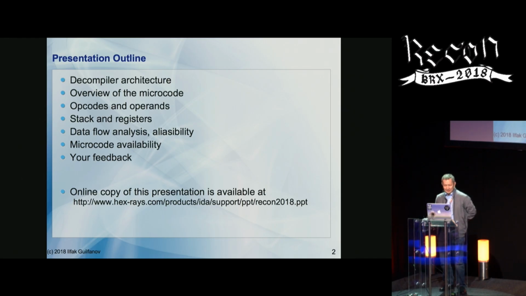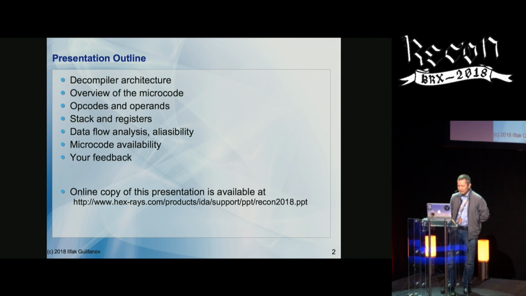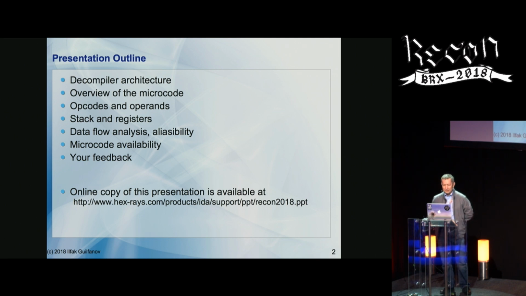This is the presentation outline. I will talk about the decompiler architecture and the microcode, the internals of the decompiler, and see how we organize opcodes and operands. I will also talk about the problems that we encountered when building the decompiler, and some details about data flow analysis, aliasability problems and other stuff. The online copy of this presentation is available at that URL. You can follow on the screen or from your laptop online.